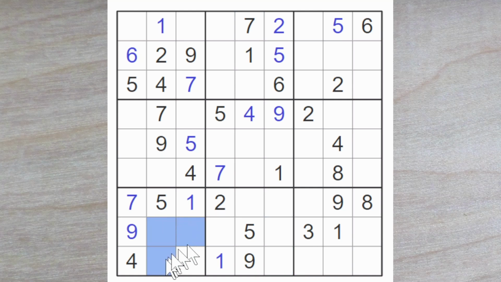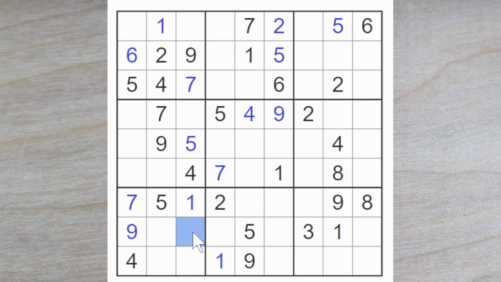I want to look again at these 4 squares here, because they seem rather restricted. So let's start with this one. It can be a 6 or an 8. And the same is true for this square. These two squares, a 6 and an 8 pair.